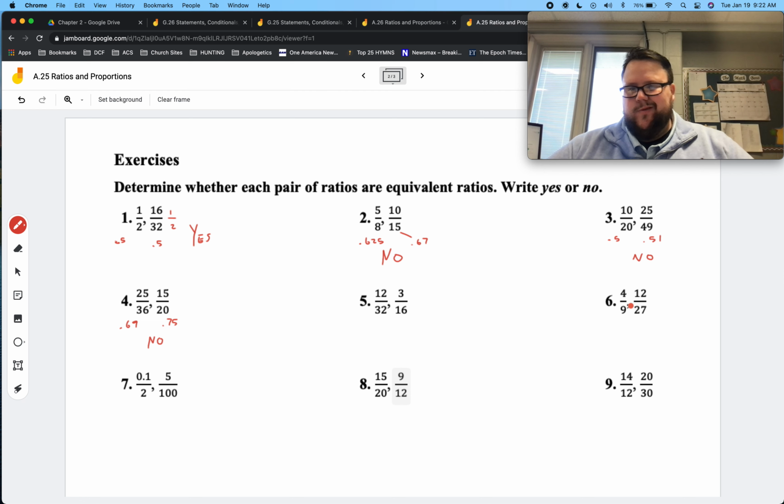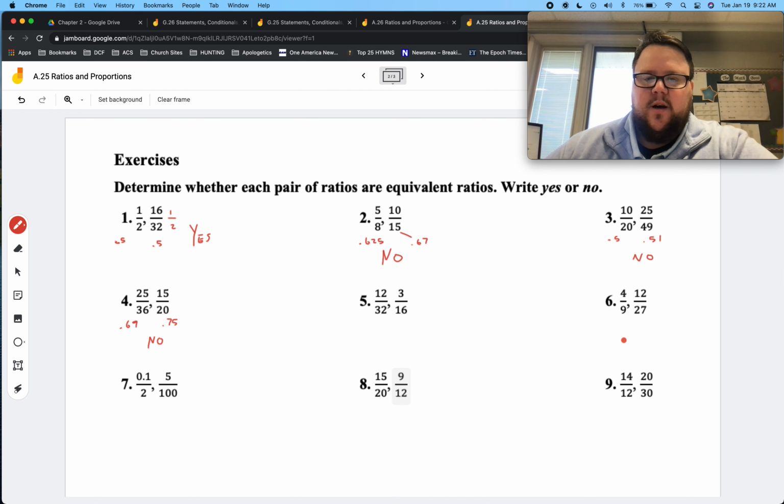And then we'll do number 6. This will be our last one, and then you'll be able to do it on your own, guys. 4 divided by 9 is 0.44444 repeating. And 12 divided by 27 is, you guessed it, 0.44 repeating. So the answer is yes.